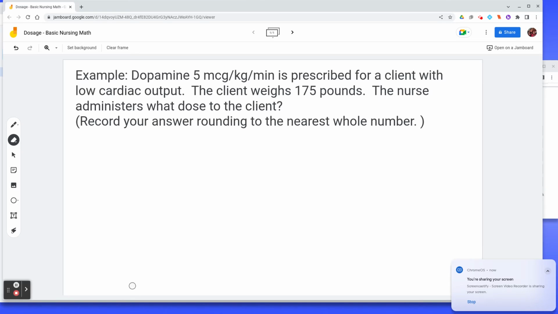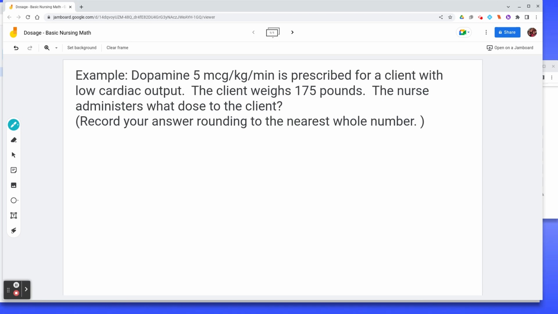Dosage Basic Nursing Math. Here's the example. Dopamine, 5 micrograms per kilogram per minute, is prescribed for a client with low cardiac output. The client weighs 175 pounds. The nurse administers what dose to the client? We're going to round our answer to the nearest whole number.